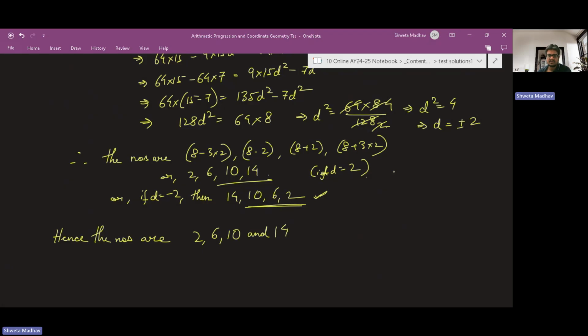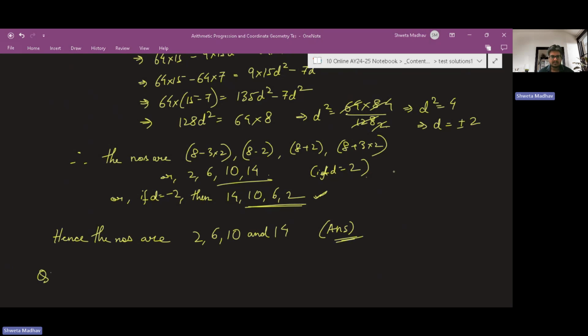We can also check that if we add these 4 numbers, then we will get 32 only. So hence this is the required answer.